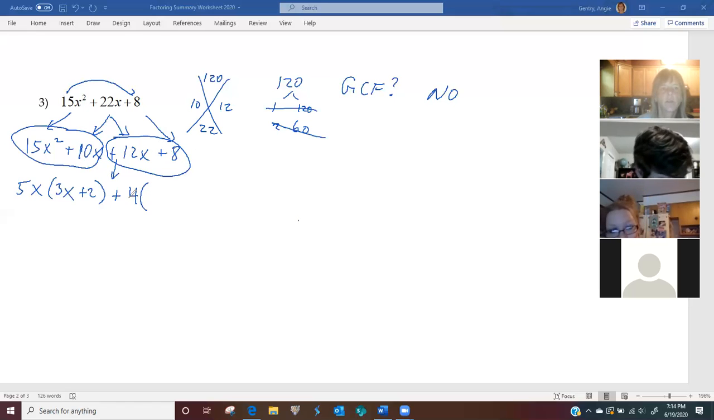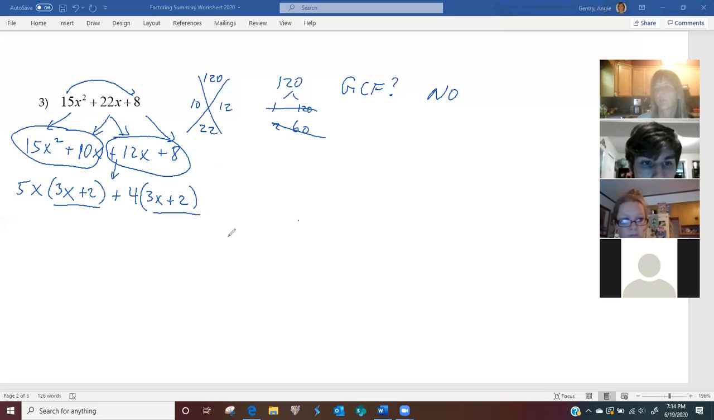And then you open and say 4 times what is 12X? 3X. 4 times what is 8? So some people just copy this one down. That's not going to fly either. You want to make sure that you check your work as you go all the time. 4 times 3X, 12X, true. 4 times 2 is 8, true. And now these 2 things match. These two big terms have something in common. It happens to be a binomial.